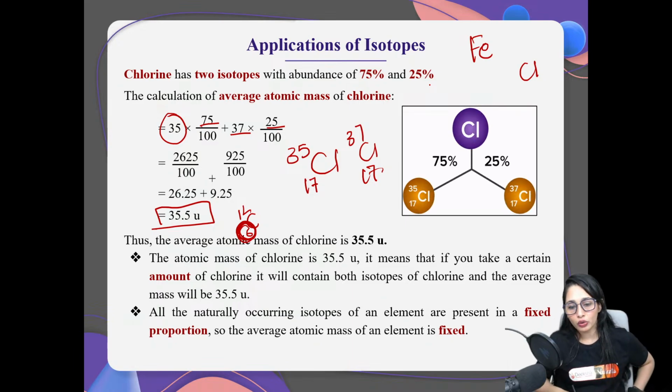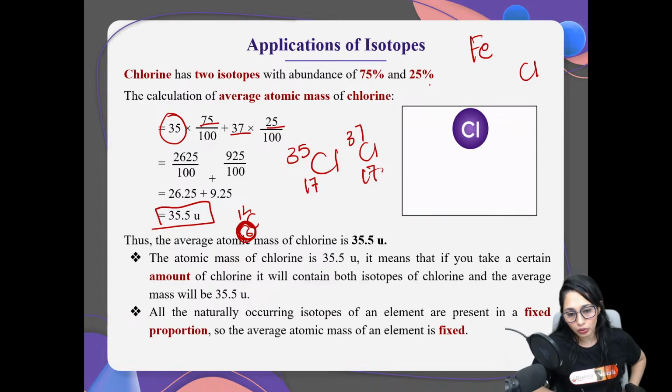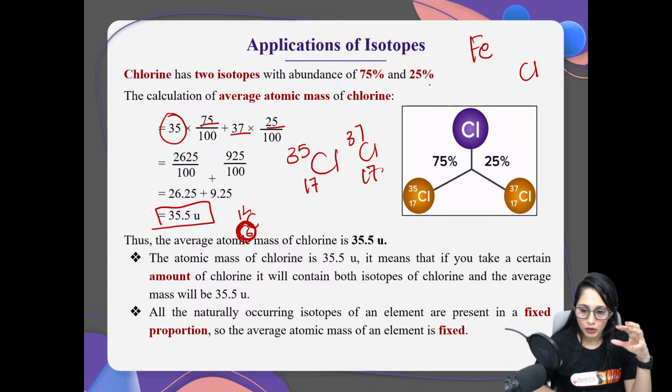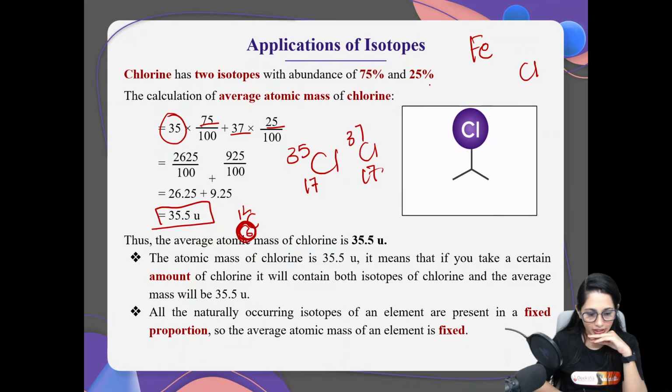So the atomic mass of chlorine is 35.5 atomic mass units. It means that if you take a certain amount of chlorine, it will contain both isotopes of chlorine and the average mass will be 35.5 atomic mass units.